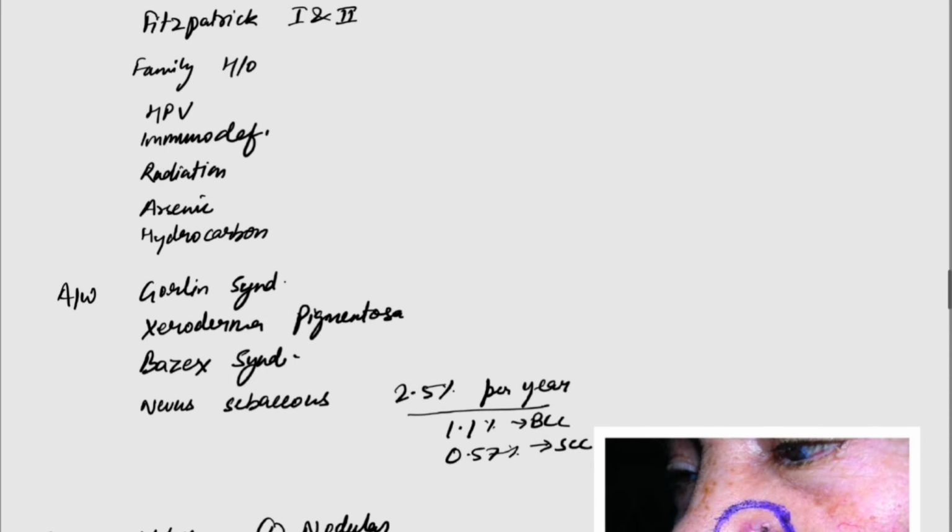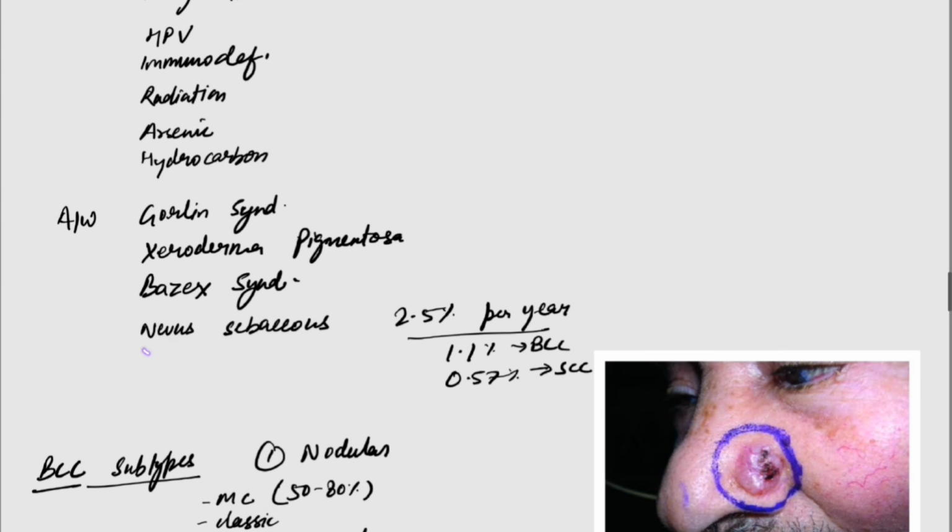Basal cell carcinoma is also associated with Gorlin syndrome, xeroderma pigmentosum, Behçet syndrome and nevus sebaceous. We can remember for nevus sebaceous that there is a 2.5% increase in malignancy per year, 1.1% chances for BCC and 0.57% chances for squamous cell cancer.